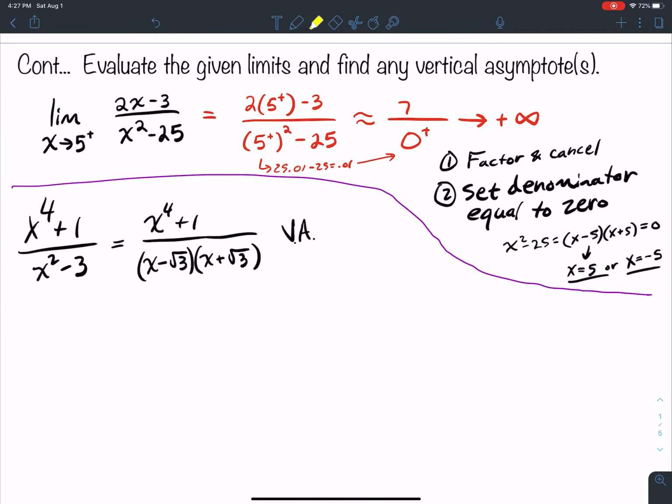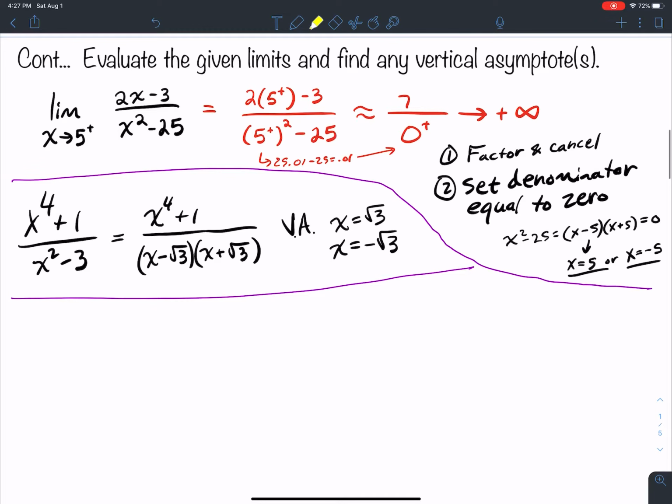And therefore, I'm looking at the numerator here. This one isn't going to factor into something that cancels those linear factors. So what do we say? We set the denominator equal to 0 and solve for x. So that means I set this piece equal to 0, get x equals square root of 3. And I set that piece equal to 0, I get x equals negative square root of 3, okay? So no big deal there.